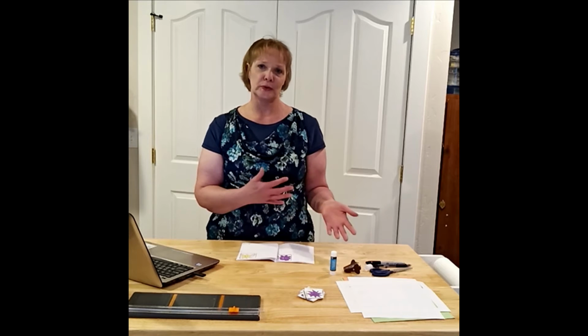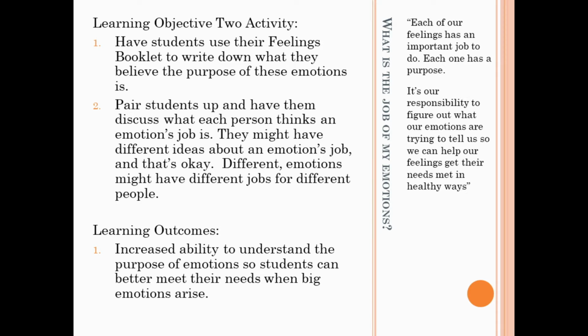So that's kind of an exercise where they're writing, which is good. They're connecting an outcome with the feelings, what might the job be, and also discussing with other students so that they can increase their perspective of how just because I feel that way or that's what I think, that might not necessarily be what other people think, which is a good lesson on perspective for youth. So learning outcomes would be increased ability to understand the purpose of emotions so that students can better meet their needs when big emotions arise, especially.